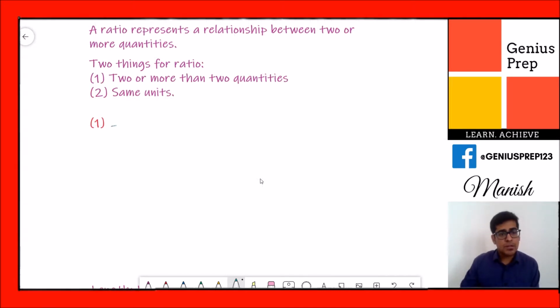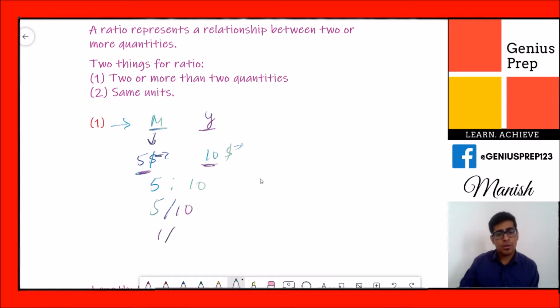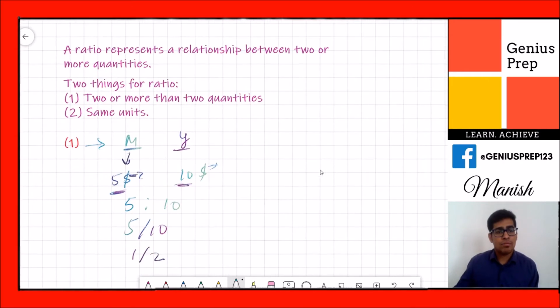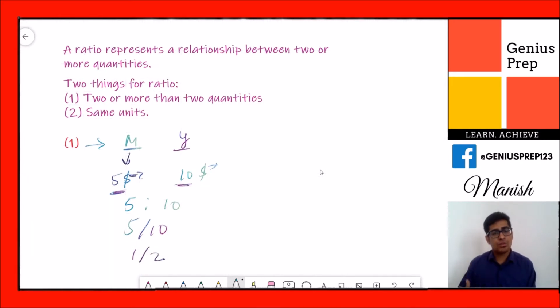In this example, suppose I'm representing myself with M for Manish, and you are Y. So Manish has $5 and you have $10. Can we compare, or can we do a ratio for these two quantities? Yes, we can. Why? Because now we have two quantities and the units of the quantities are the same. So Manish's money versus your money is 5 is to 10, or we can say 1 is to 2. This is a very simple way to understand what a ratio is.